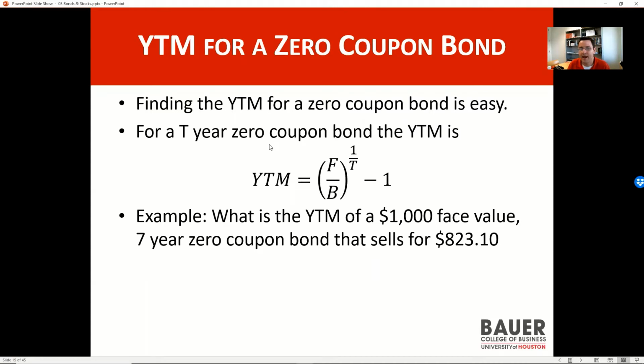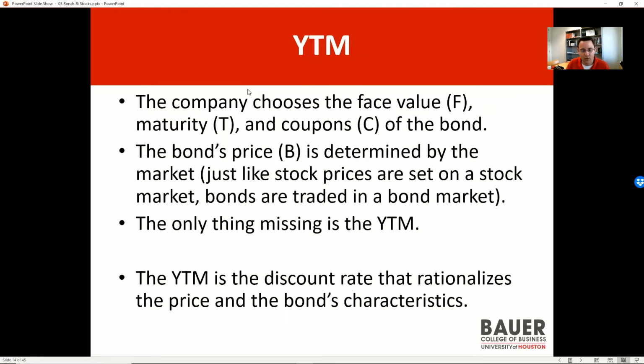Okay. So let's talk about how to find the yield to maturity. We'll do it for a zero coupon bond first, and we're going to see that it's actually pretty straightforward to do for zero coupons because if you have a zero coupon bond, you only have one cash flow. So let me show how that works.